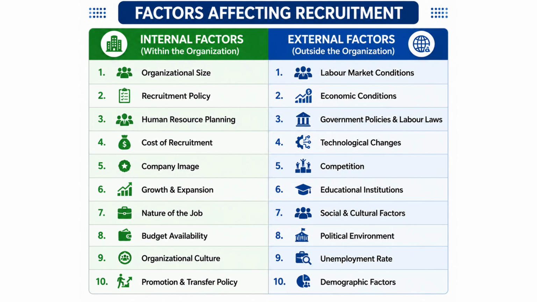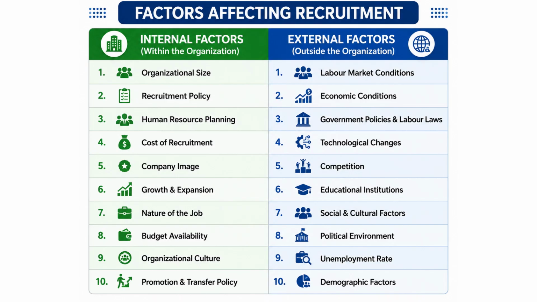These factors are divided into two categories, internal factors and external factors. The internal factors are those factors within the organization that the company can control, and external factors are those factors outside the organization that the company cannot control. So let's understand each one by one with a suitable example. So internal factors are again divided into 10 sub factors which are responsible for recruitment.